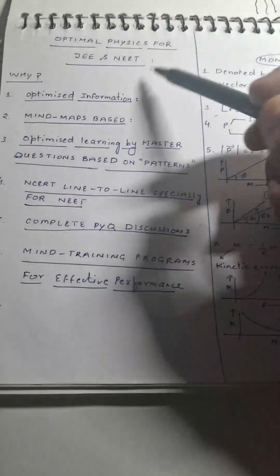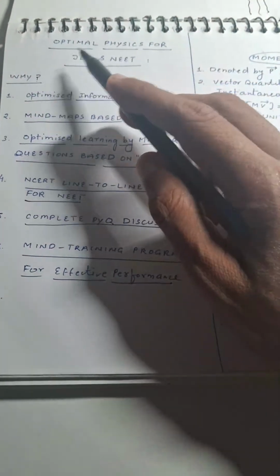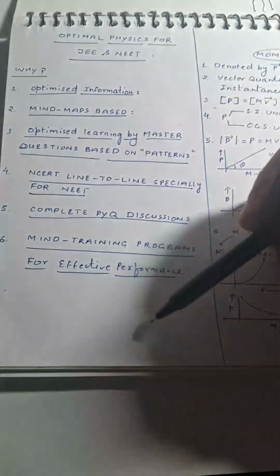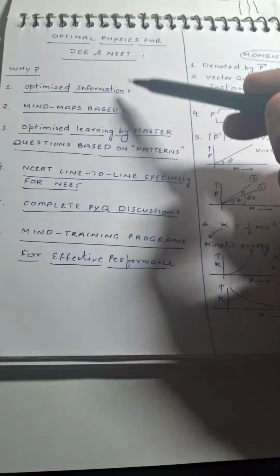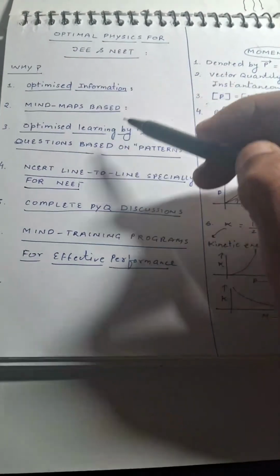Well, here is another education psychology video on optimal physics for JEE NEET. So these are the points. What is so special? It is optimized information, mind memorized, optimal learning by master question based on pattern, NCERT line-to-line discussion, complete PYQ discussion, mind training programs for effective performance.